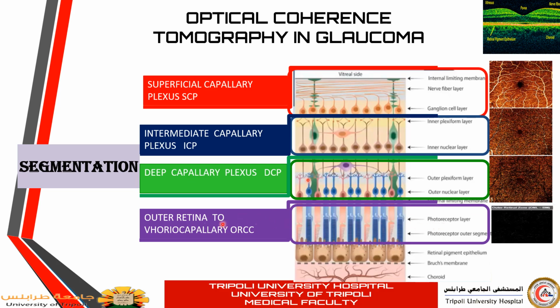Now, the outer retina is devoid of any blood vessels. The outer retina receives its nutrition by diffusion from the underlying choroidal circulation, but there are no blood vessels in this area. That's why in OCT you will see it dark like this, because there are no blood vessels here. OCT angiography appears like this. So this is the same explanation of the different plexus and the extension of each plexus, showing which area each one covers.